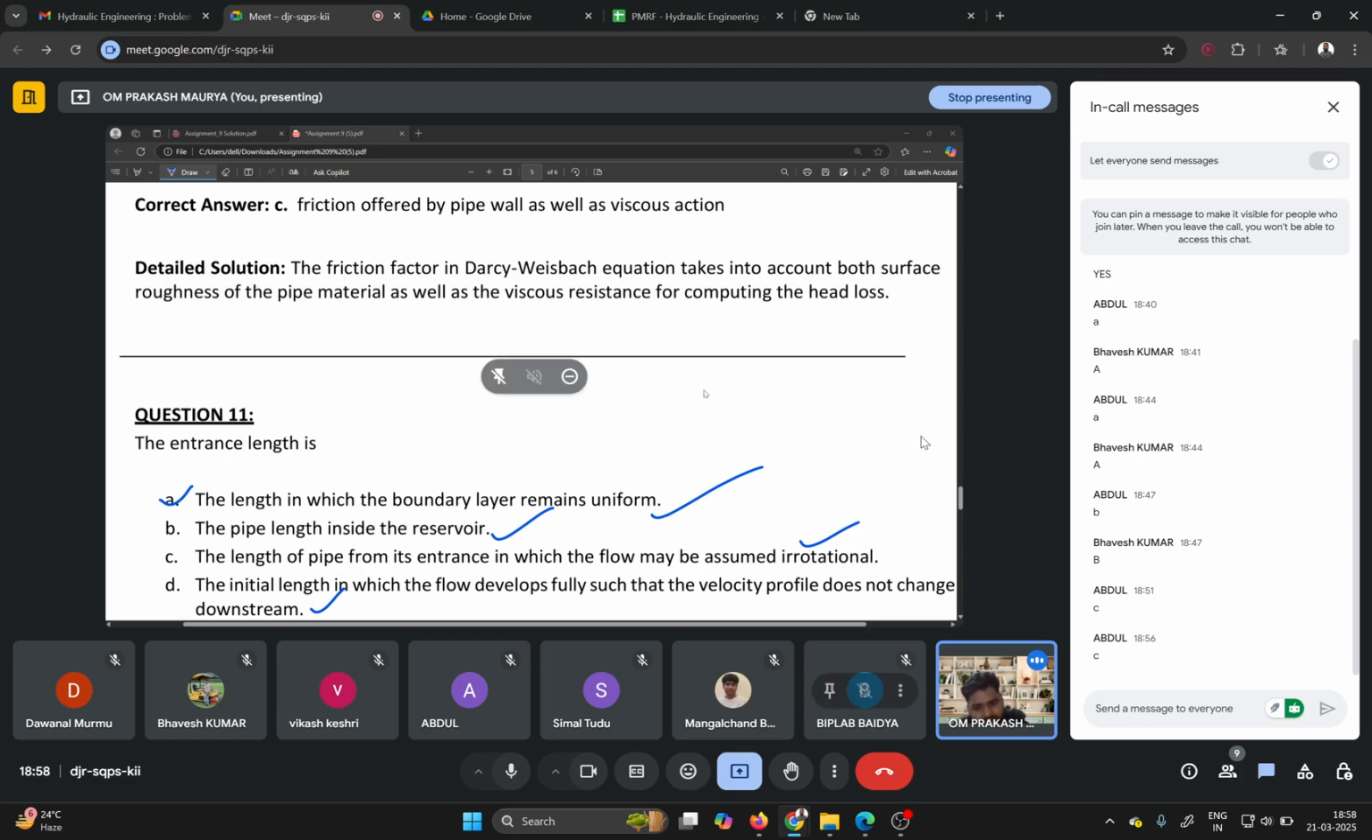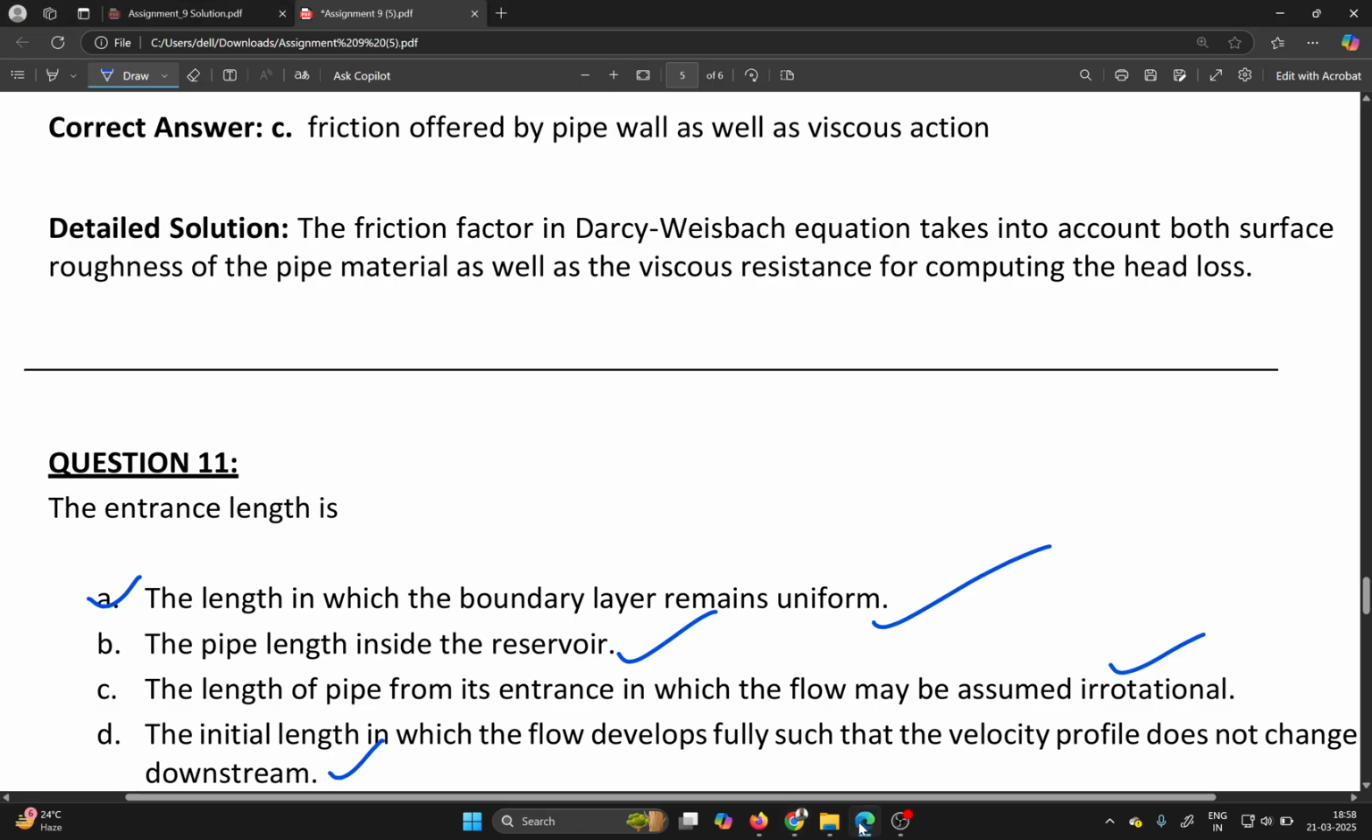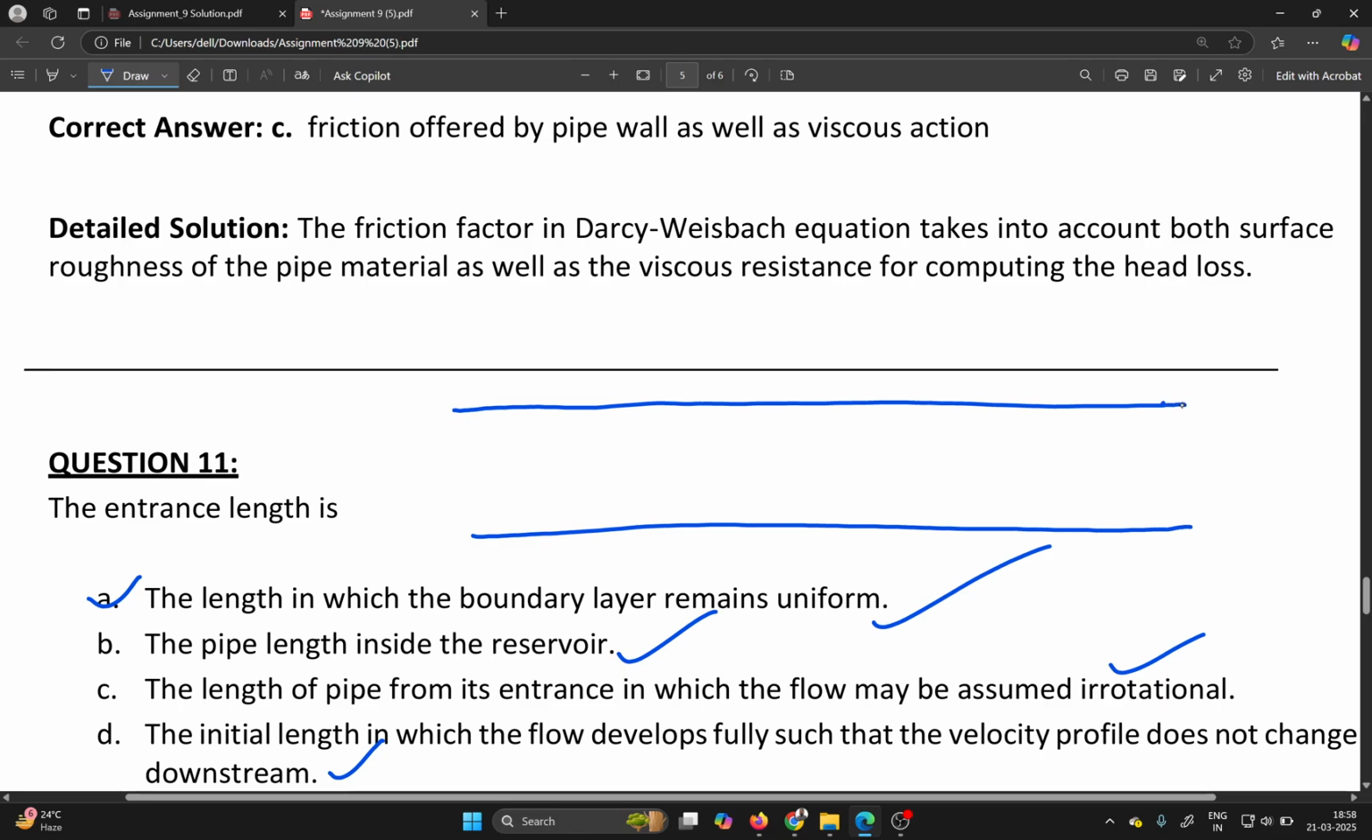Okay, let me just discuss. I have also discussed this in the earlier classes. Let us suppose there is a pipe and water is entering with uniform velocity here. The water is coming with uniform velocity, and let us suppose in the way of the water flow you have put a pipe like that.